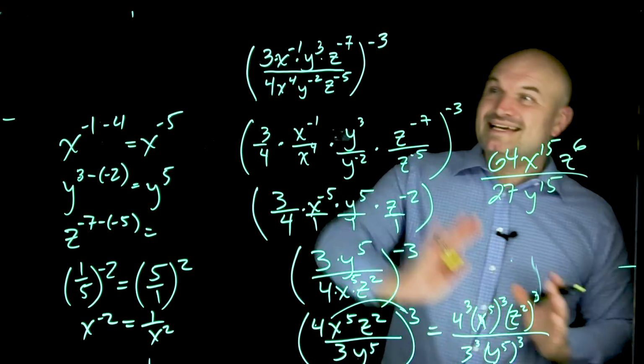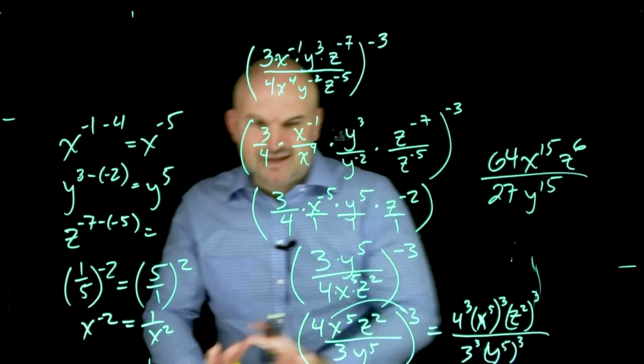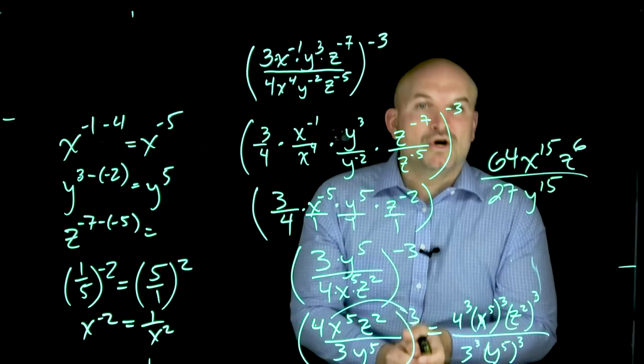So my favorite tip is to go ahead and separate things. So therefore you can apply those operations separately, get rid of the negatives, work from the inside out.